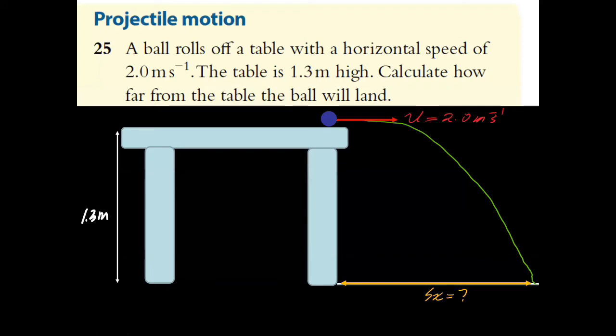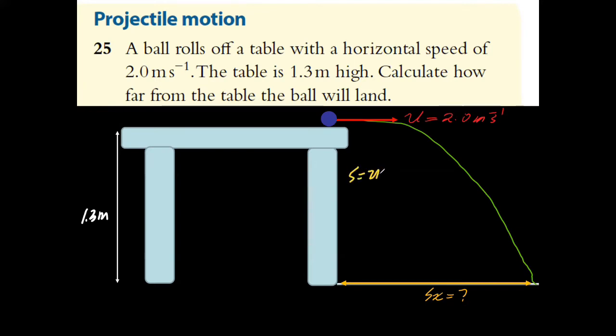A ball rolls off a table with a horizontal speed of 2 meters per second. The table is 1.3 meters high. Calculate how far from the table the ball will land. The question is asking for the range, Sx. Let's write down the displacement formula.